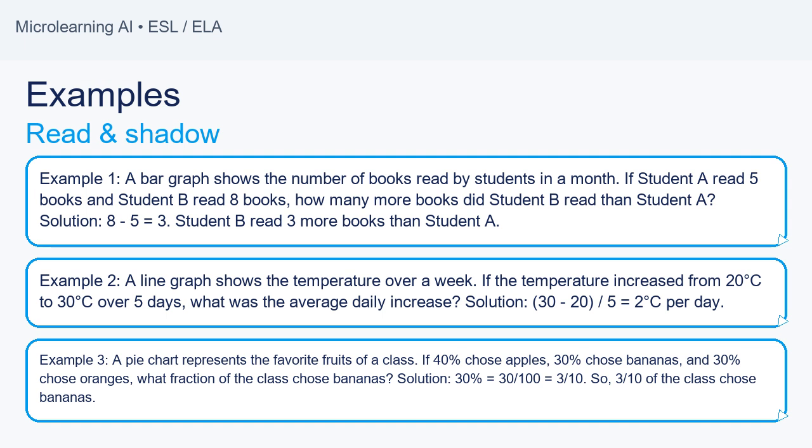Example 3. A pie chart represents the favorite fruits of a class. If 40% chose apples, 30% chose bananas, and 30% chose oranges, what fraction of the class chose bananas? Solution. 30% equals 30 over 100 equals 3/10. So, 3/10 of the class chose bananas.